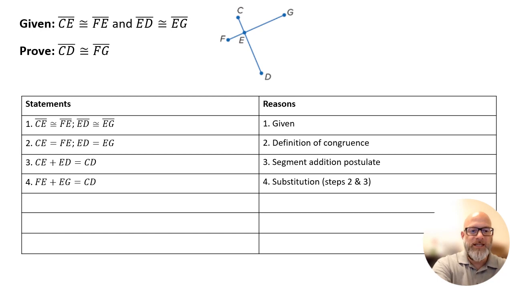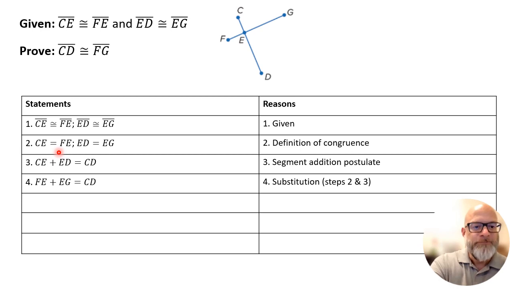Now, over here, CE equals FE. So can I replace CE with FE? Sure, I'm going to replace this CE right here with FE. ED is equal to EG. So can I replace ED with EG? Absolutely. And then CD, I'm just going to leave as itself. Did you see it? I looked at steps 2 and 3, and I combined them in such a way that I got FE plus EG equals CD. Substitution.